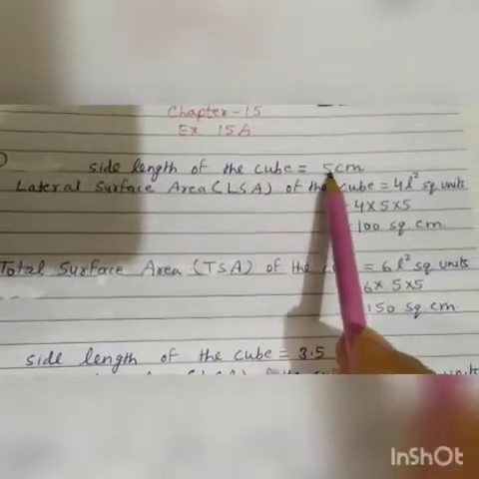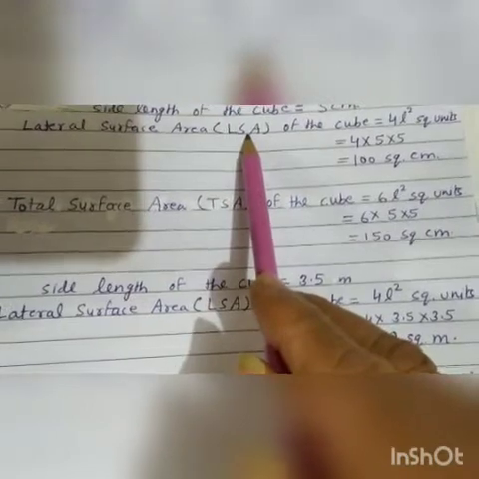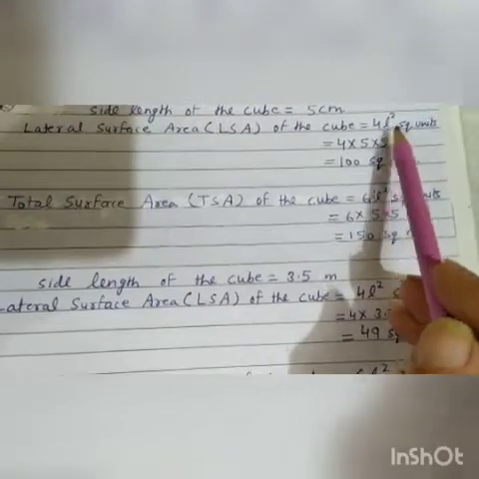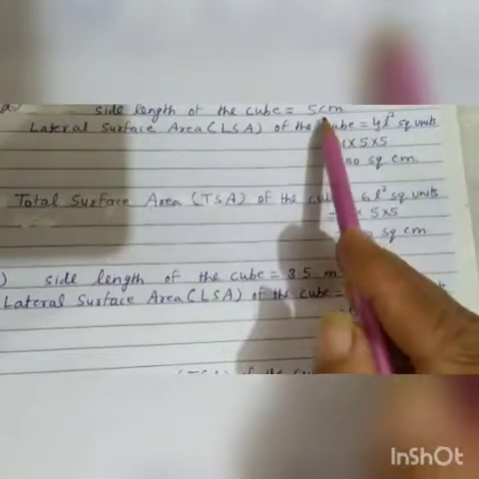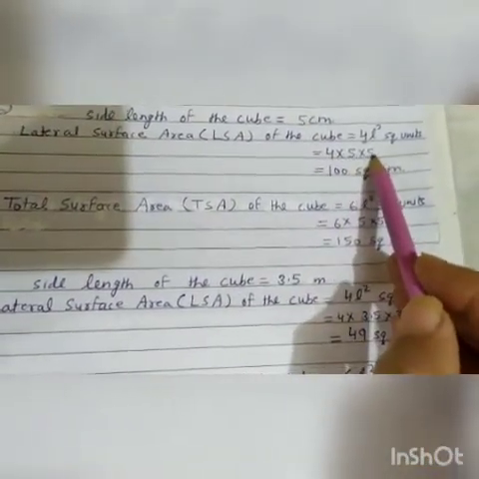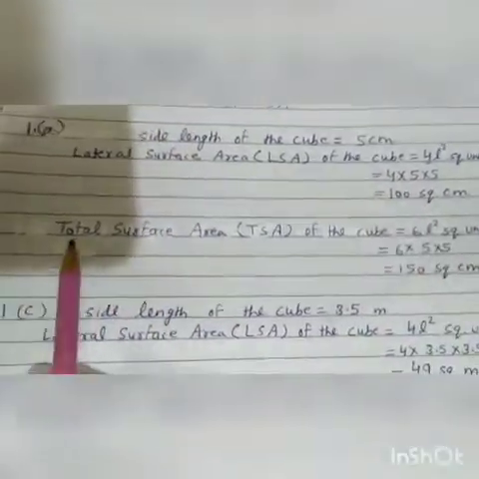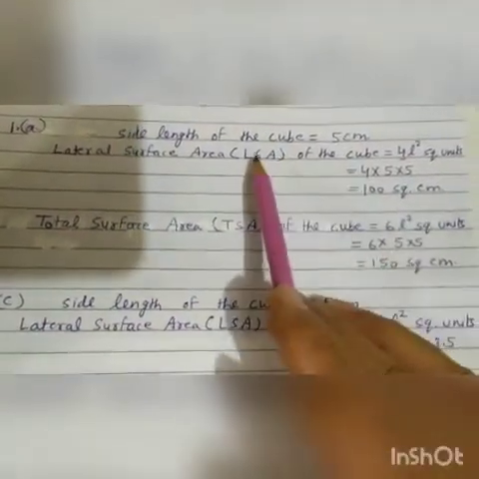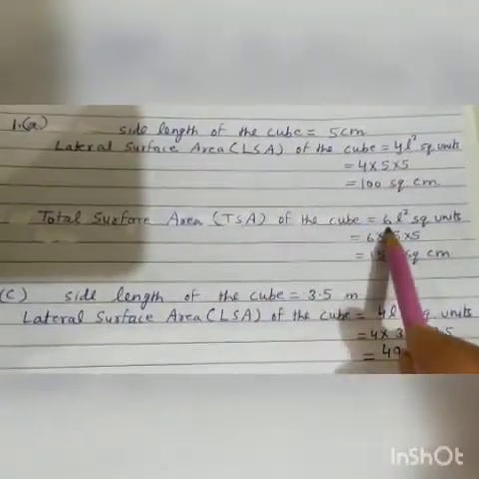Side length of the cube is given 5 centimeter. Then lateral surface area of the cube is equal to 4L square. Here L means side length of the cube, that is 5 centimeter. So we will write 4 into 5 into 5. 5 5s are 25, 25 4s are 100 square centimeter. Then total surface area, that is TSA of the cube, is equal to 6L square.